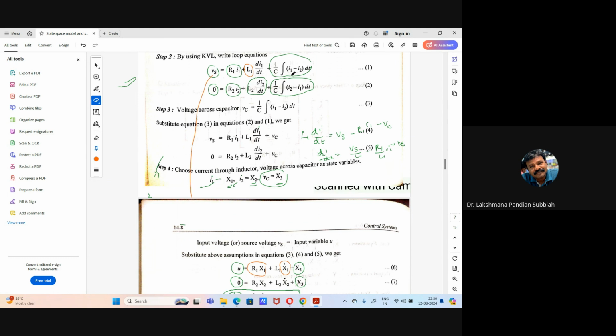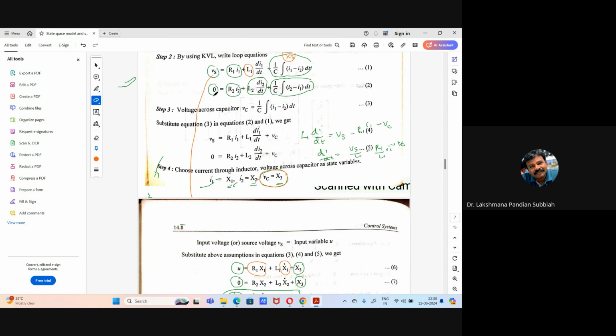Next we have Vc, and we take this Vc directly as x3. Vc is considered as x3. Then the equation becomes: u, that is Vs is u, equals R1 x1 plus L1 x1 dot plus x3.